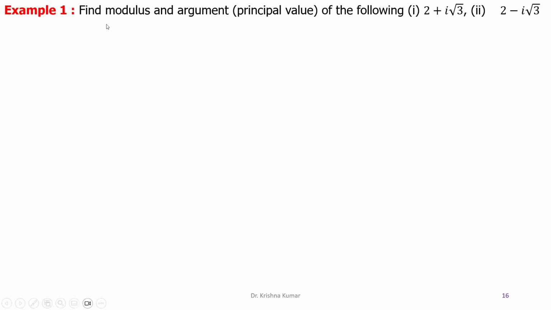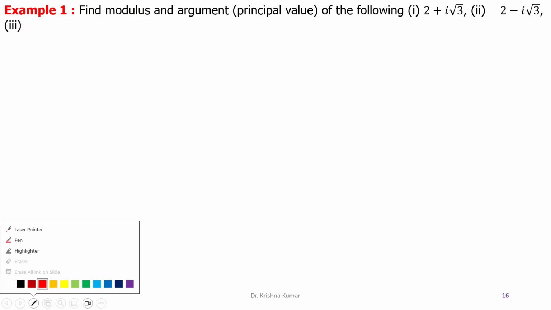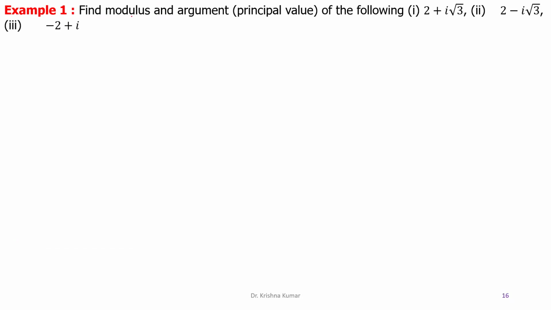In this lecture, we try to solve one example based on the modulus and argument of complex numbers. The example is: find the modulus and argument, in principal value, of the following. The first complex number is 2 plus i root 3. The second is 2 minus i root 3. The third is minus 2 plus i root 3. And the fourth is minus 2 minus i root 3.